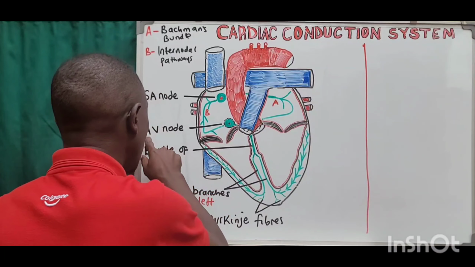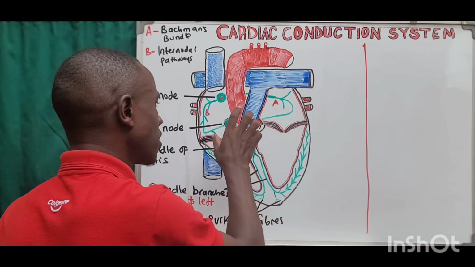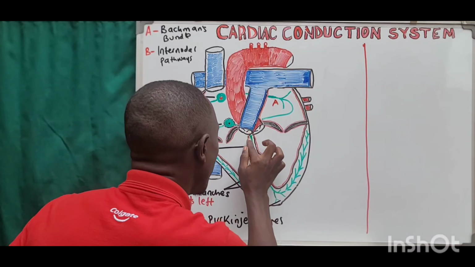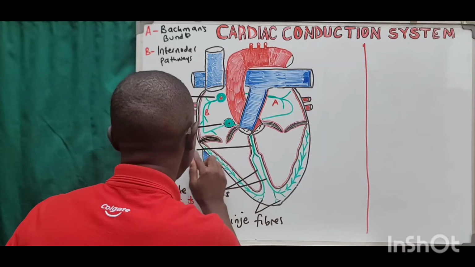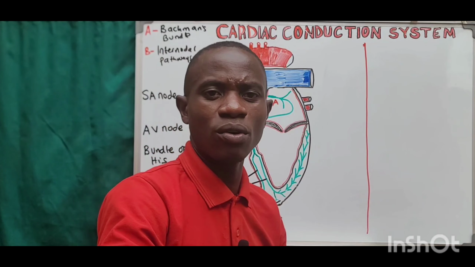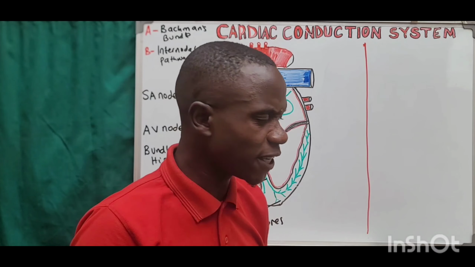Now, after the AV node has allowed the action potential to move down to the ventricles, they pass through this structure here, which we have called the bundle of His, or which some other people call the atrioventricular bundles.